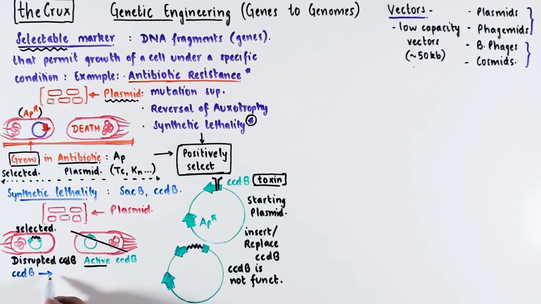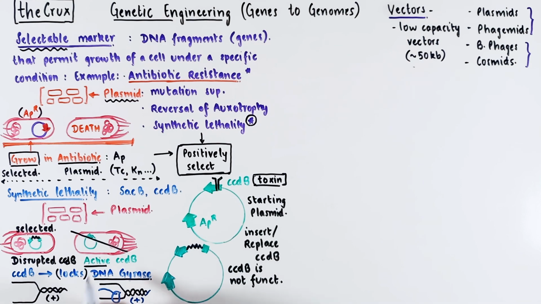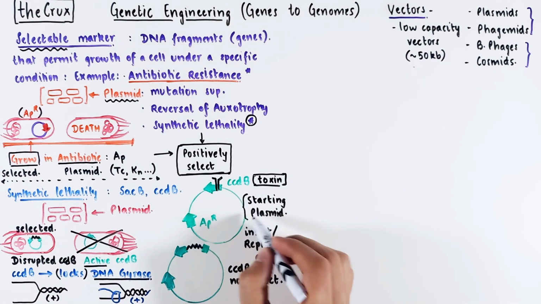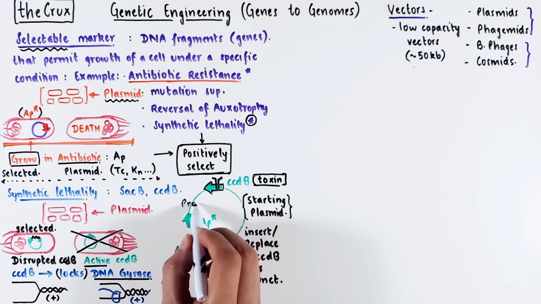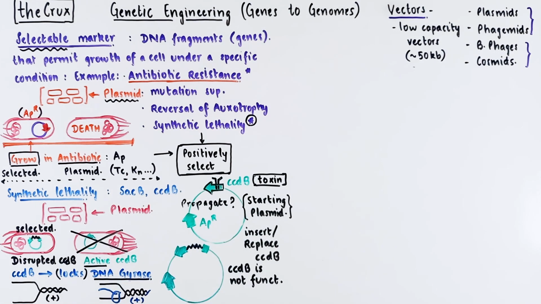For your notes, CcdB is a poison for DNA gyrase, which is a class of topoisomerase. In DNA replication forks and transcription, the helix in the front undergoes positive supercoiling. DNA gyrase relieves the supercoiling. If gyrase is locked because of toxins like CcdB, the bacteria will die. Now here's a question for you. Since CcdB is active in starting plasmids, how do you even propagate this plasmid in a bacteria without killing it?